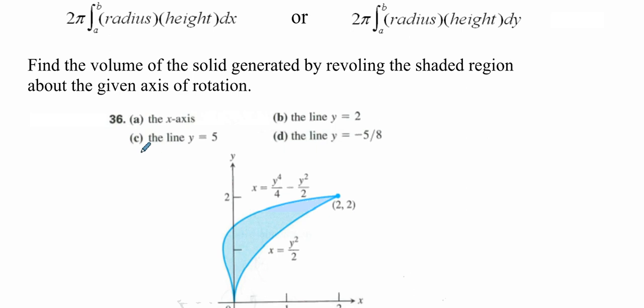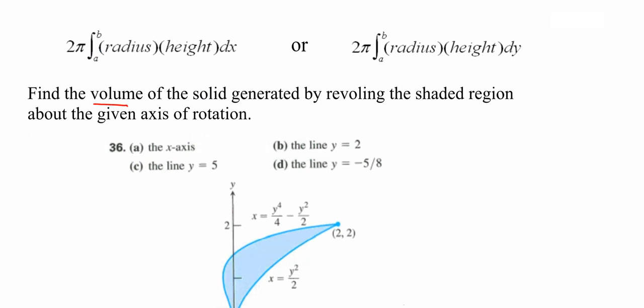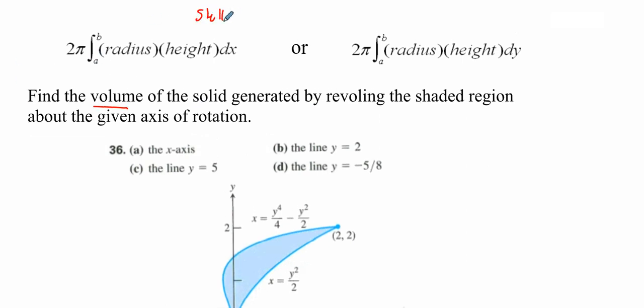All right, what we're going to do here is explain how to set up the formulas to find the volume of a solid when it's revolving around a certain axis of rotation. In this one, we're going to specifically use the shell method. The shell method. Yes, the shell method.